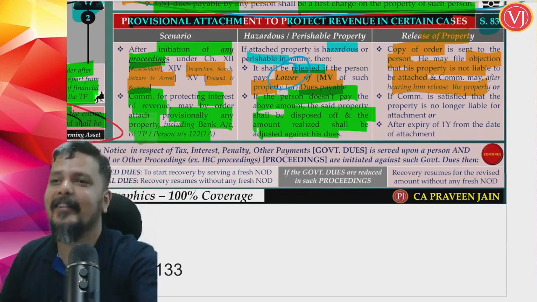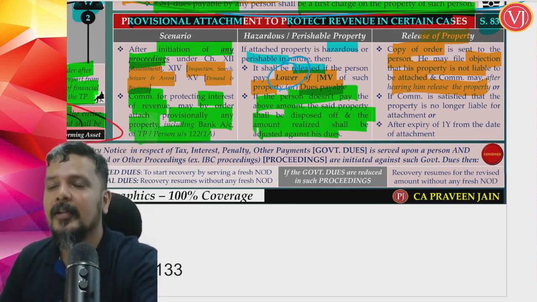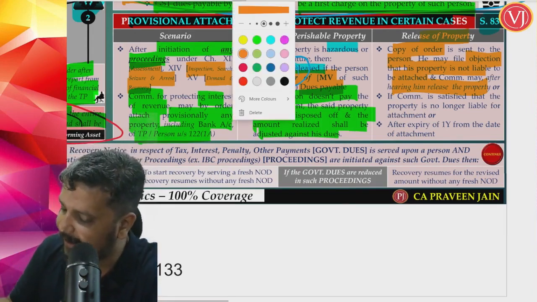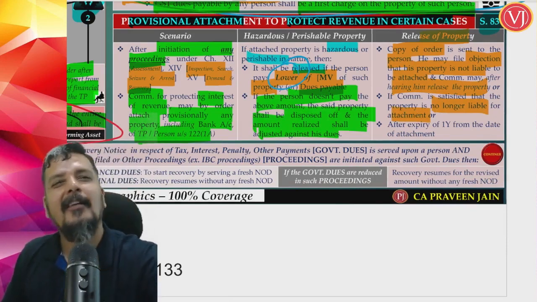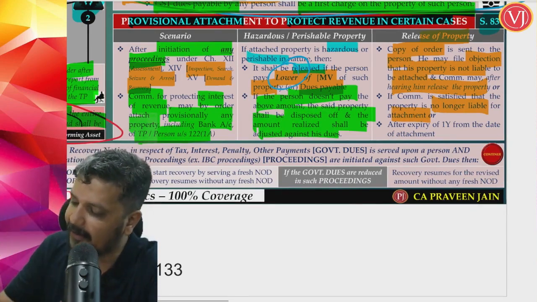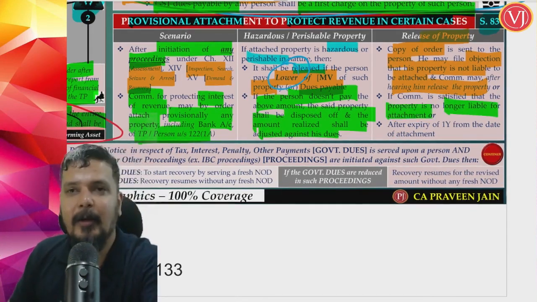I hear your case. That's no opportunity, by the way. It cannot be called an opportunity. It has been attached. Then you come. I'll hear you. If I am satisfied, I'll release that property. Or you may not come. The commissioner himself, suo motu, is satisfied that this provisional attachment is not required. He may release that property.